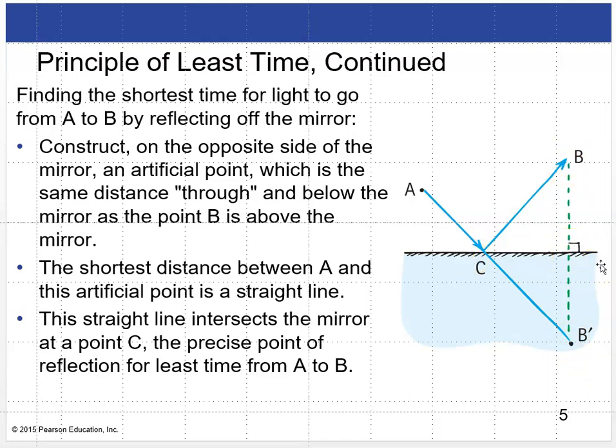You're going to be using normals a lot here, and whenever you measure an angle, it's going to be measured relative to the normal. So the shortest distance between A and the artificial point B prime, through C, is the straight line right through here. This straight line will intersect the mirror at point C, and that's exactly where the light has to bounce off the mirror to reach point B in the least amount of time.